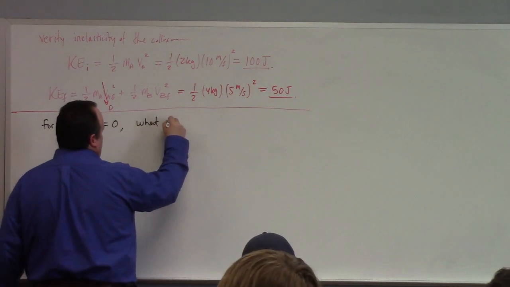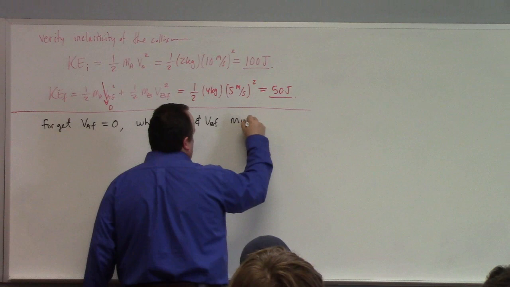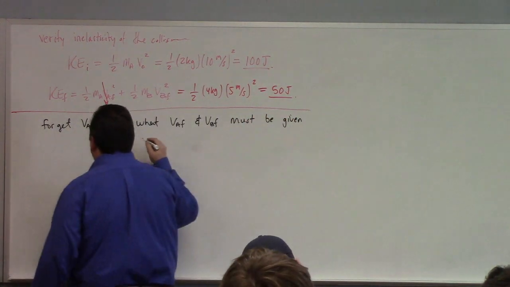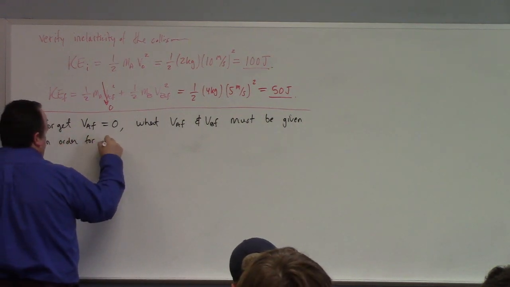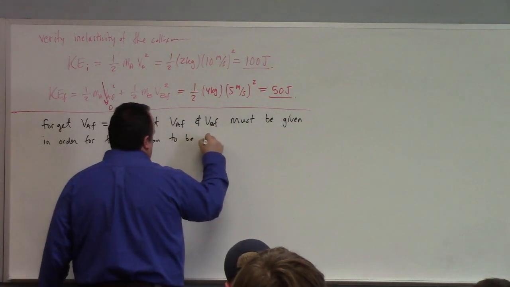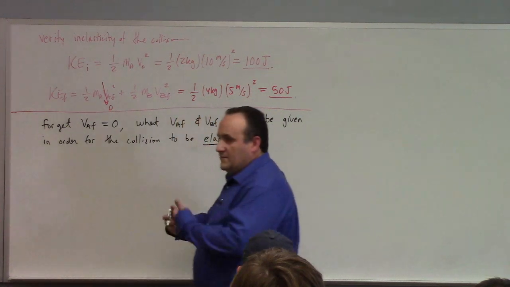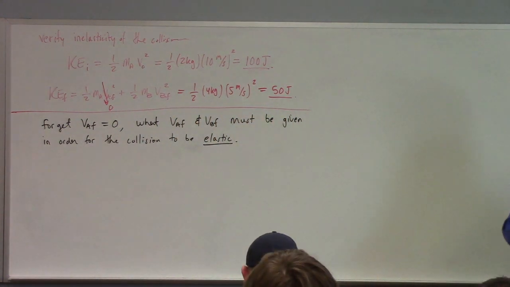What VAF and VBF must be given in order for the collision to be elastic. Let me say it a different way. If the collision's elastic, what do the final velocities have to be? That's the question I'm asking. Okay?